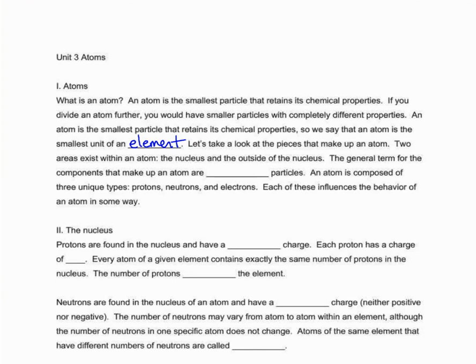Let's take a look at the pieces that make up an atom. There are two generic areas that exist in an atom: the nucleus and the area outside of the nucleus. The general term for the components that make up the atom is subatomic particles. Sub meaning below and atomic meaning the atom. This means below the atomic level.